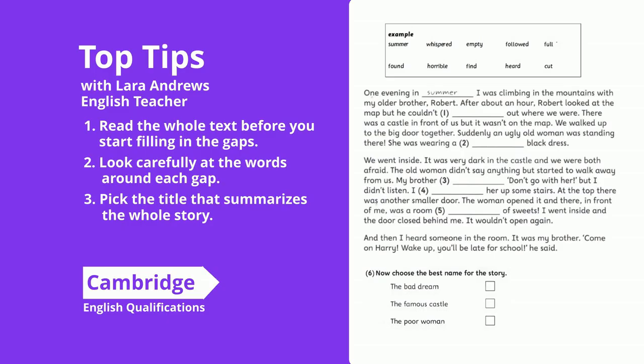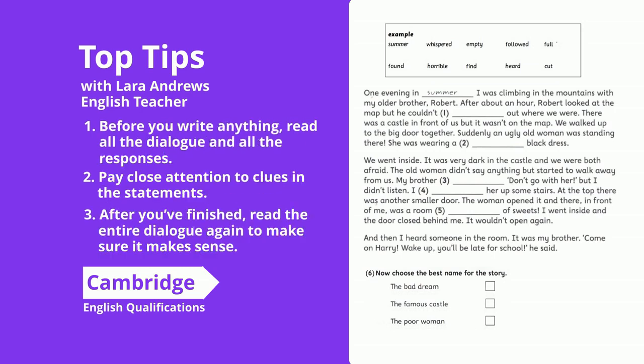Now that we know the steps, let's try some questions together. Let's look at the first question. So what word goes after couldn't and before out? The answer is find, because find out means discovering or understanding something.